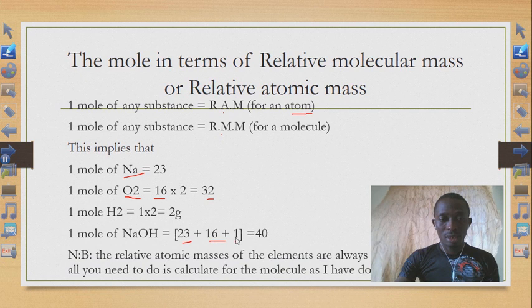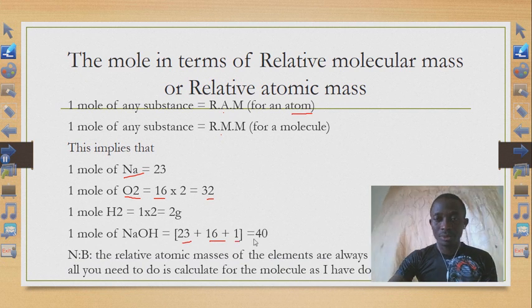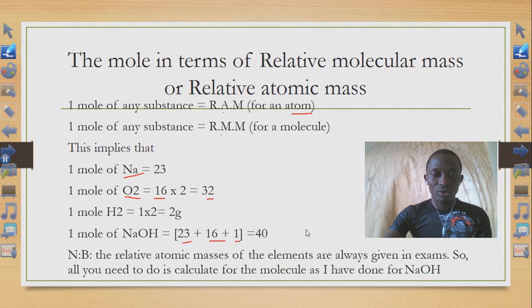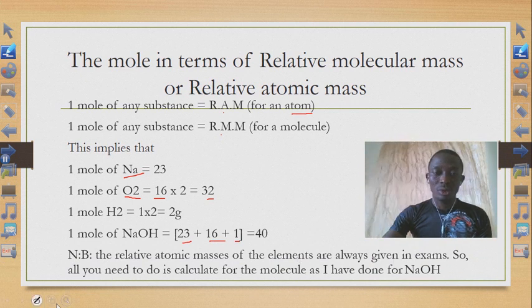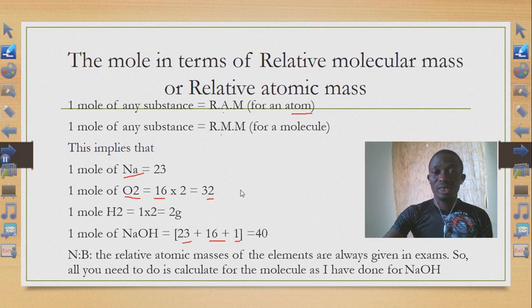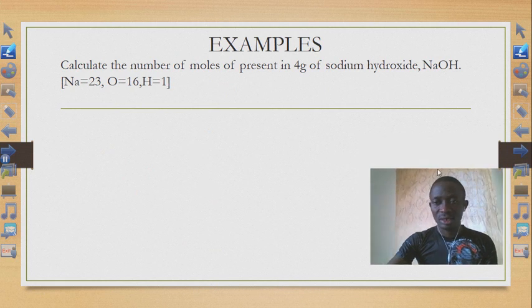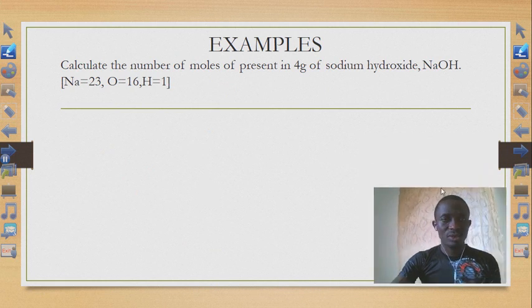So note, as I said, the relative atomic masses of the elements are always given in exams. So all you need to do is calculate for the molecule, as I have done for sodium hydroxide. So it's a very simple thing to note. All you need is to pay critical attention to every detail in the question. Now let's look at how this is applied in an exam situation.